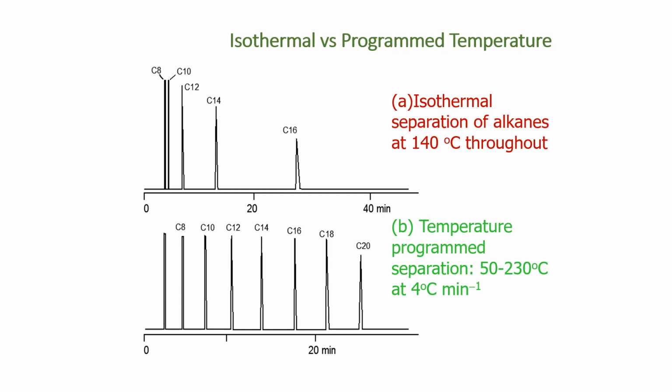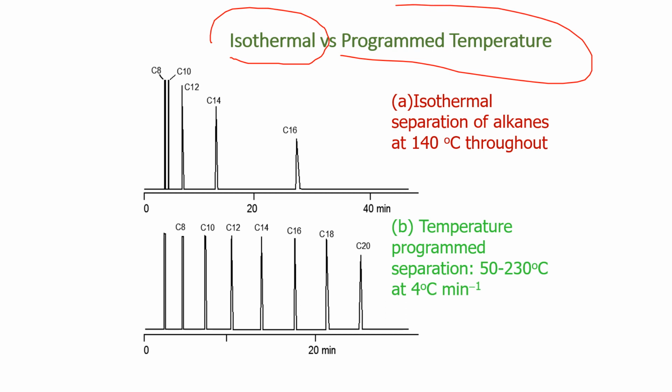So this is the difference between using isothermal and program temperature for the same set of analytes. In this case, it's 20 analytes, because the last one is 20. If you see in the isothermal separation, C16, carbon 16, only eluted out at around 28, I guess, while C16 here is maybe 18 minutes. That is 10 minutes earlier than the isothermal program.